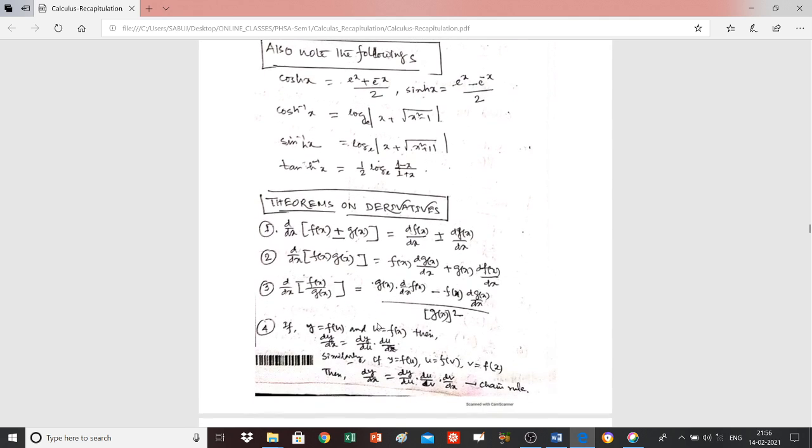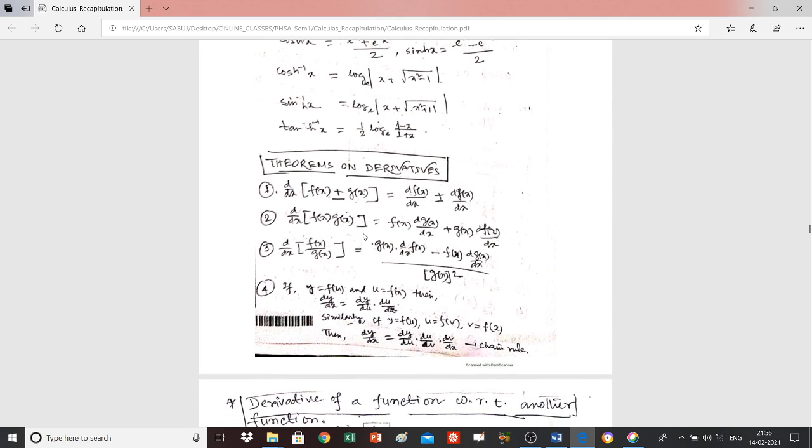And here are some theorems on derivatives. You know this kind of theorem, that is d/dx of f(x) plus or minus g(x) is df(x)/dx plus or minus dg(x)/dx. And for the derivative of the multiplication of two functions, one function is to be kept constant and the derivative of the other function should be carried out, and vice versa, and then add them. So this can be written in this fashion.